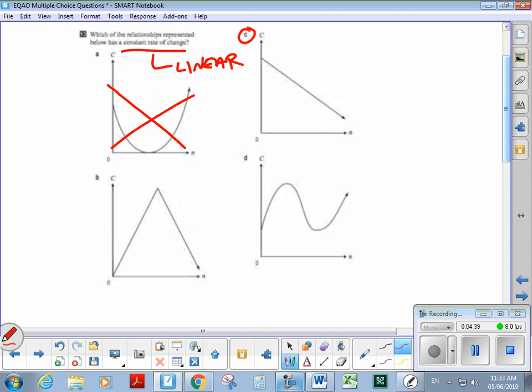Jumping across, I guess this is C. This one is linear. It is the correct answer. D is a curve. That is not linear. Now B, some of you might have answered B. For this section, it's a constant rate of change.